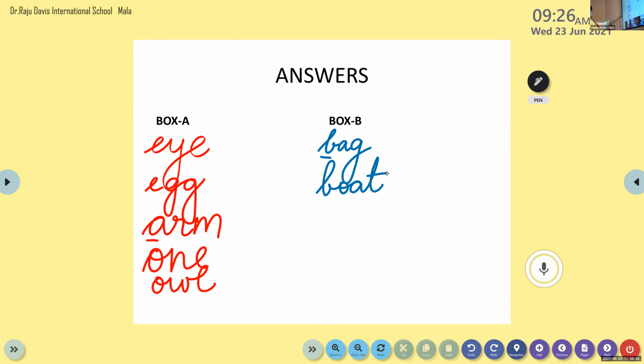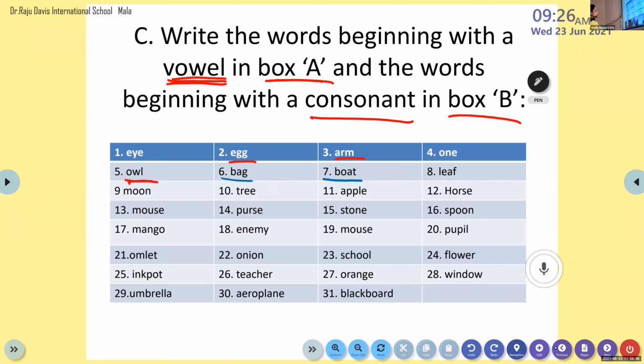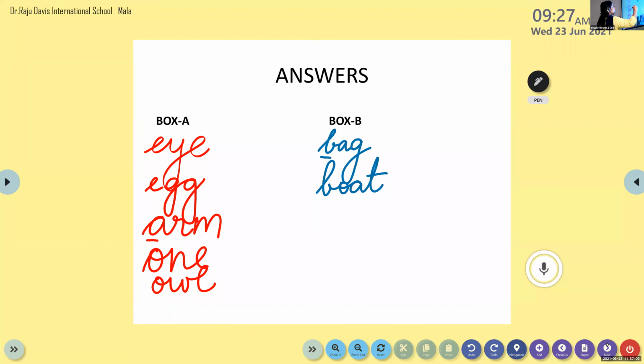Now let's move on to the next word. So boat is over. Now Zara. Zara, come on. Read the eighth word, Zara. Leaf. Yes, leaf. Very good, Zara. So in which box do we have to write it, Zara? B. Very good. As L is a consonant, we have to write the word leaf in box B. All of you please write it.